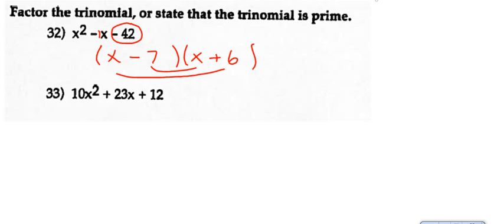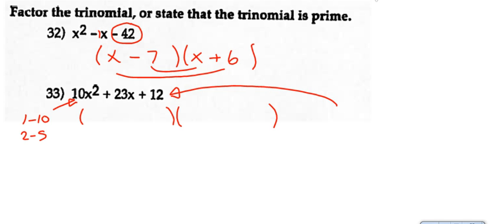We're going to approach this one the same way. I'm going to get this set up into two binomials. Unfortunately, the way that this is set up, to get that 10, our factors are 1 and 10 and 2 and 5. And then to get the 12, we've got multiple options. 1 and 12, we've got 2 and 6, and we've got 3 and 4.